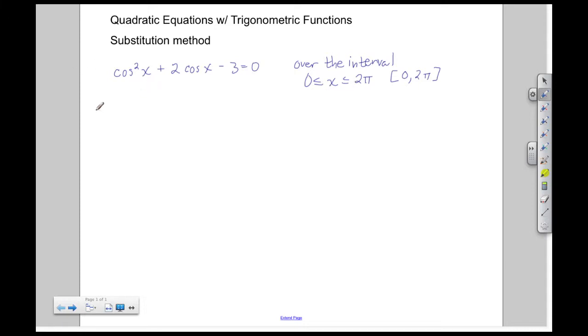All right, we begin by making our substitution where u is going to be equal to cosine x. So that means that u squared will be equal to cosine x to the second power, which can be rewritten as cosine squared x. At this point we can make the substitutions where we can get rid of these cosine values. Cosine squared x is the same thing as u squared, plus 2 times cosine x. Here we see cosine x is the same thing as u. We're going to subtract 3, and that's set equal to 0.